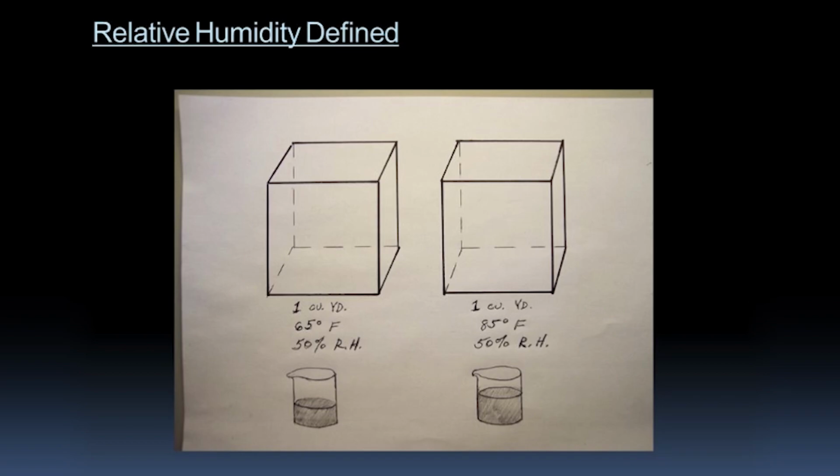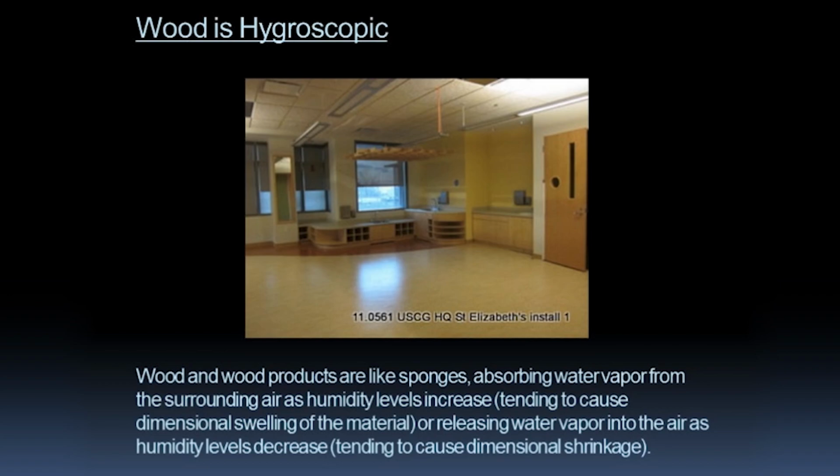So once we introduce wood into an environment with humidity, the wood acts basically like a sponge. That property is called hygroscopic, meaning that wood can absorb water and retain water vapor from its environment. Of course, with wood, it's a little more complicated than that, because it will also release humidity into the air depending on whether the temperature is going up or down.